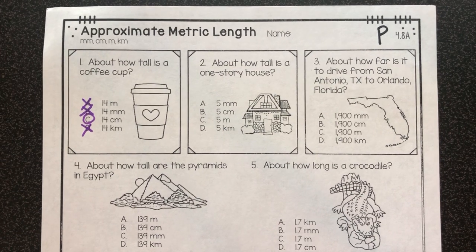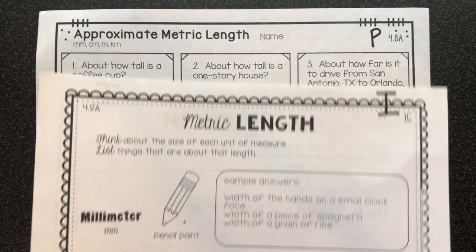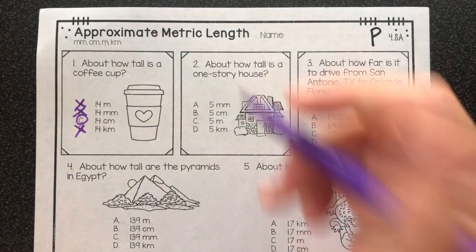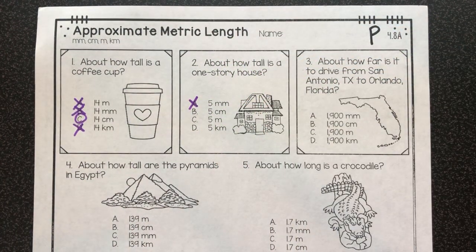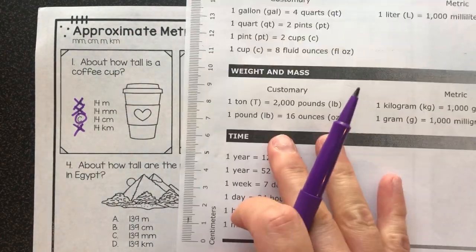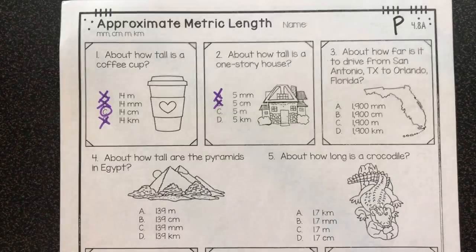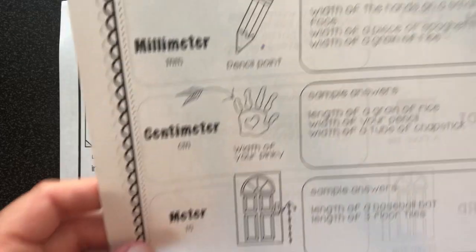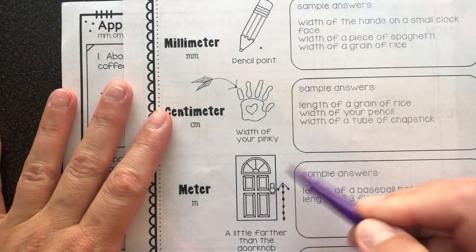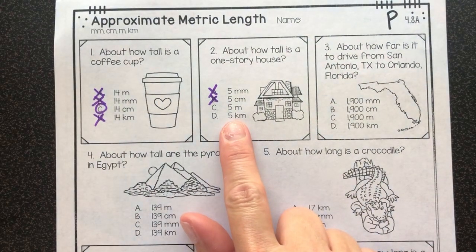Number 2, about how tall is a 1-story house? 5 millimeters. There's your millimeters, the dot. Way too small, right? 5 centimeters. There's 5 centimeters. Nope, way too small. We wouldn't measure that in centimeters. 5 meters tall. Well, that's a little bit taller than the doorknob, a little bit longer than a baseball bat. If you stack 5 of those on top of each other, I don't know.